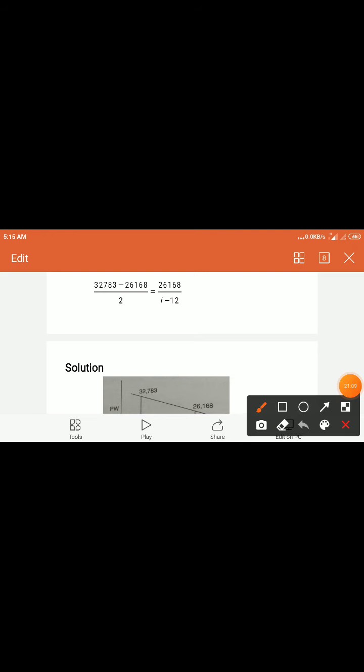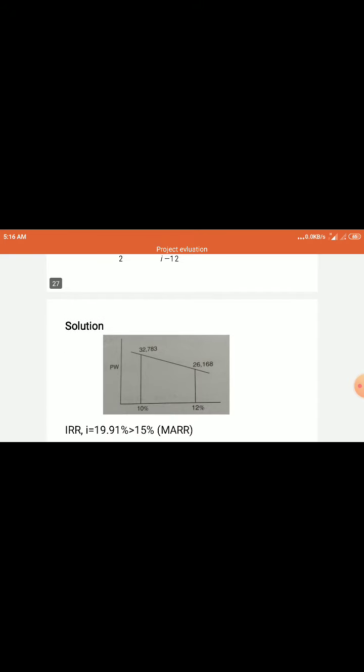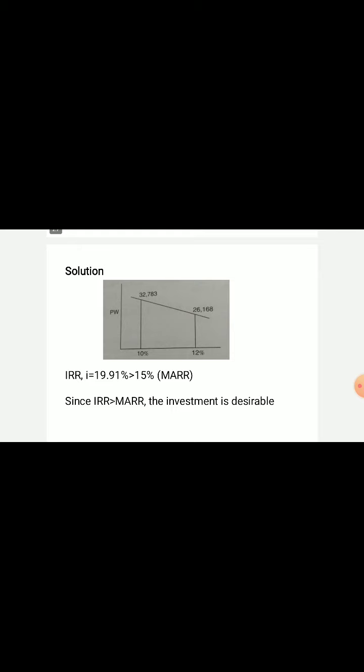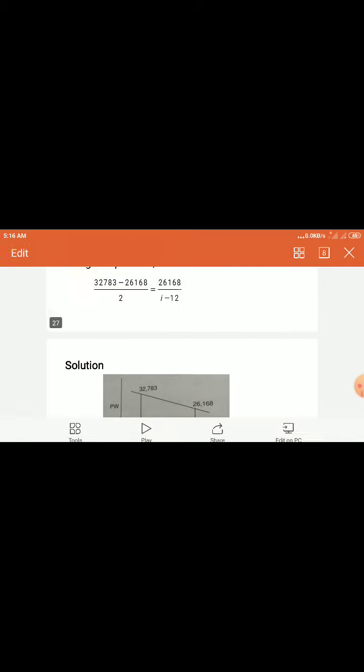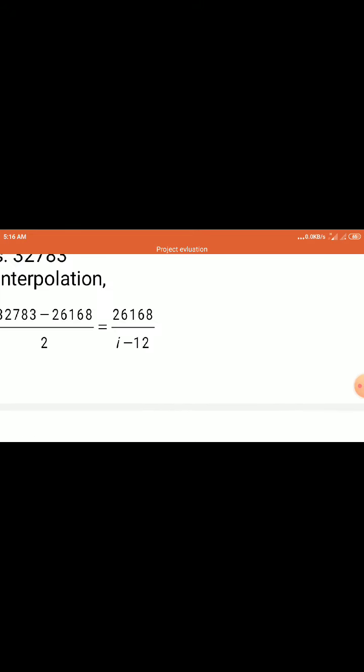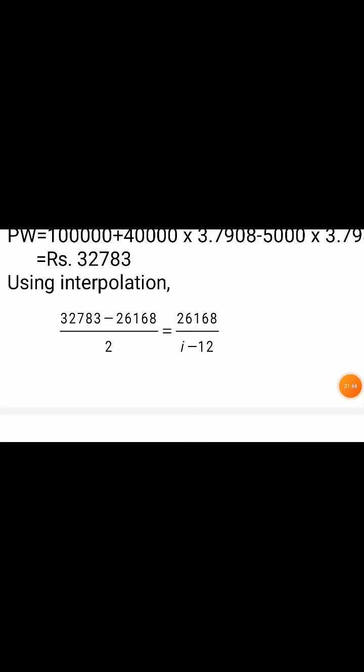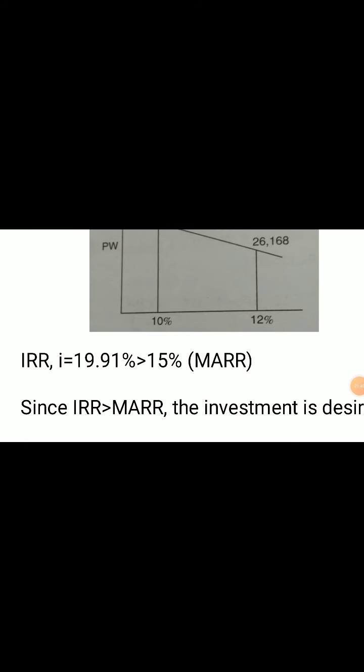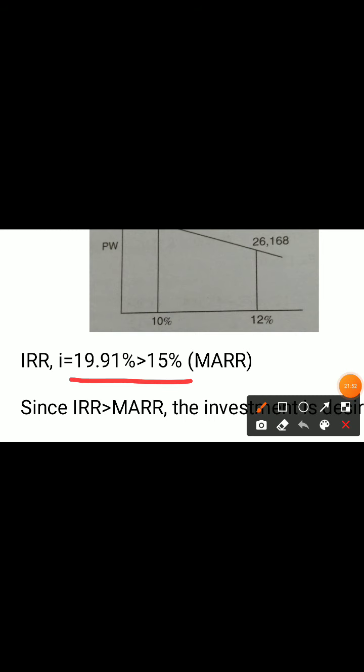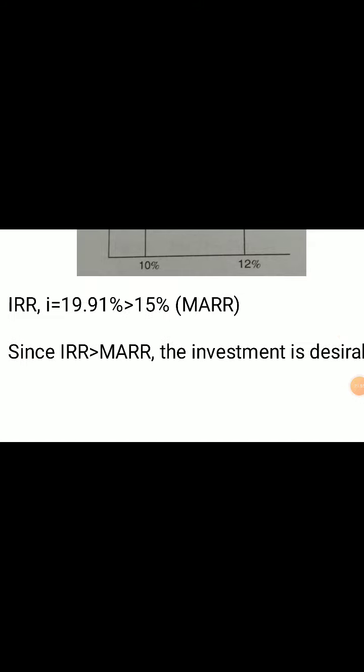Now again using this interpolation formula, write it like this: difference between the present worths divided by difference between the interest rates is equal to difference between the intermediate value and present worth divided by the interest rate of that particular present worth. So this is an interpolation formula. After simplifying this, we observe that the I value we calculated by this interpolation formula comes as 19.91. So it is greater than the minimum attractive rate of return, so we can say that this investment is desirable.